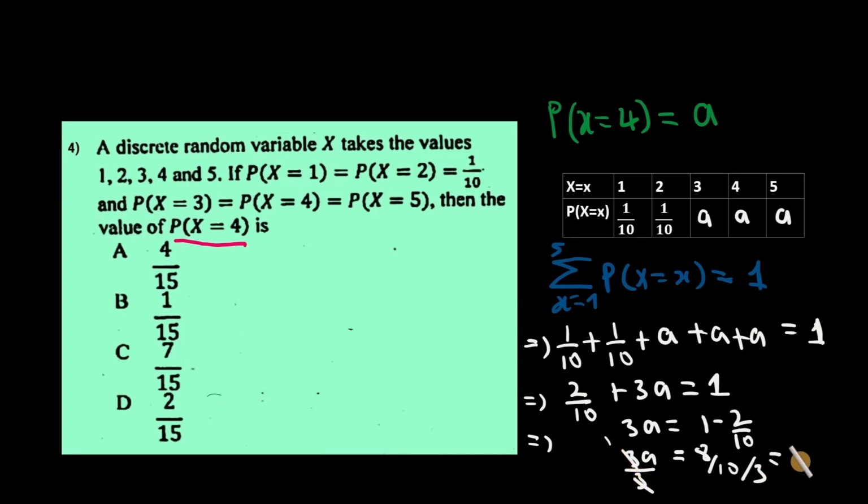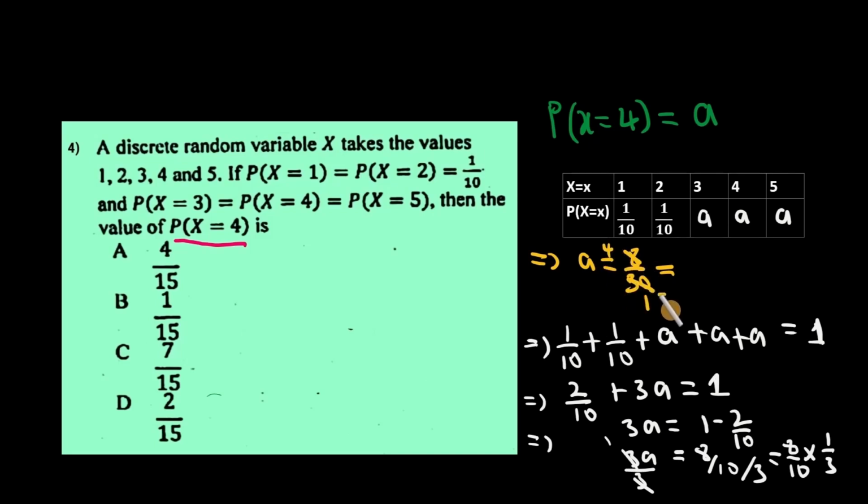And you see 8 on 10 divided by 3 is the same as 8 on 10, I invert the denominator, times 1 on 3. 8 times 1 is 8, 3 times 10 is 30. That means a is equal to 8 over 30. 8 over 30 can still be simplified. That is 2 here 4 times, 2 here 15 times. That means a is equal to 4 over 15. So the probability of x equals 4 is 4 over 15. If you look at the options, A is the correct answer, which is 4 over 15.